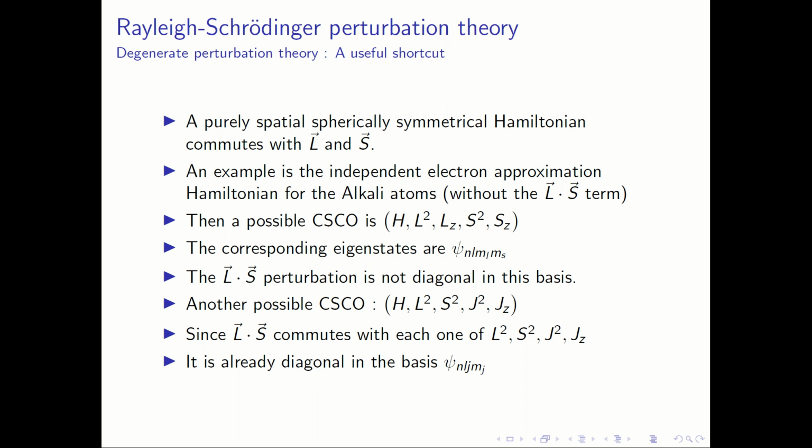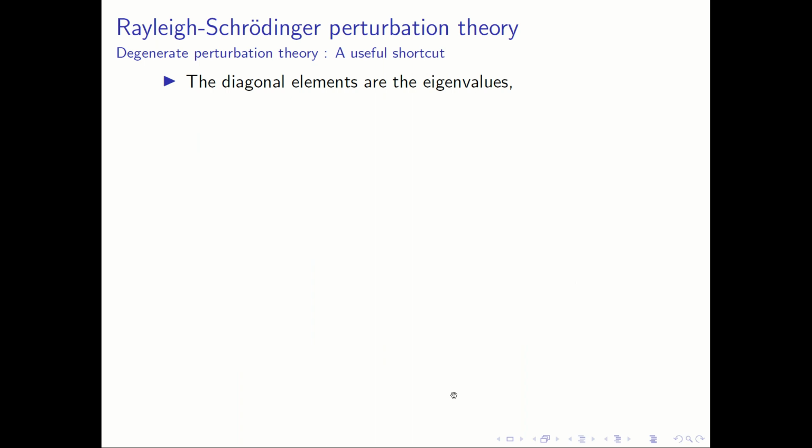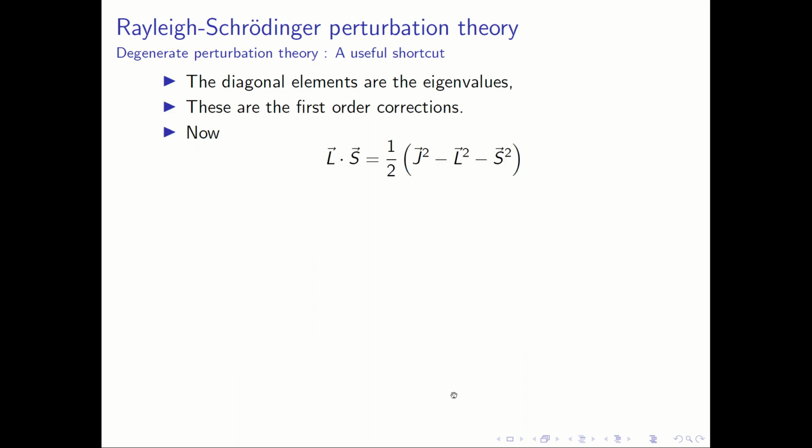Since the perturbation is already diagonal in this basis, if you use this basis to find out the first order energy correction, the calculation becomes trivial. All you have to do is, instead of figuring out the entire d by d matrix, you just have to find out the diagonal elements, and there is no further calculation to be done after that. The diagonalization is already complete. So the diagonal elements, as I said, are the eigenvalues, and they are the first order corrections.